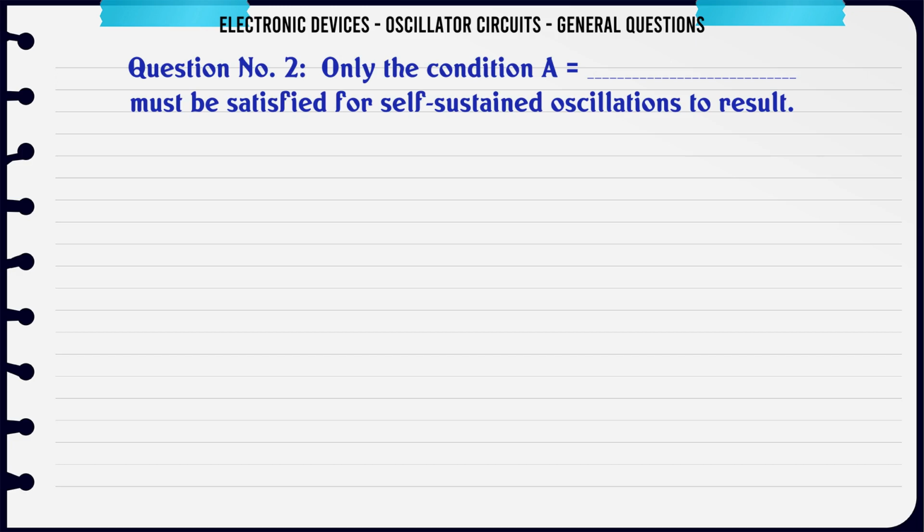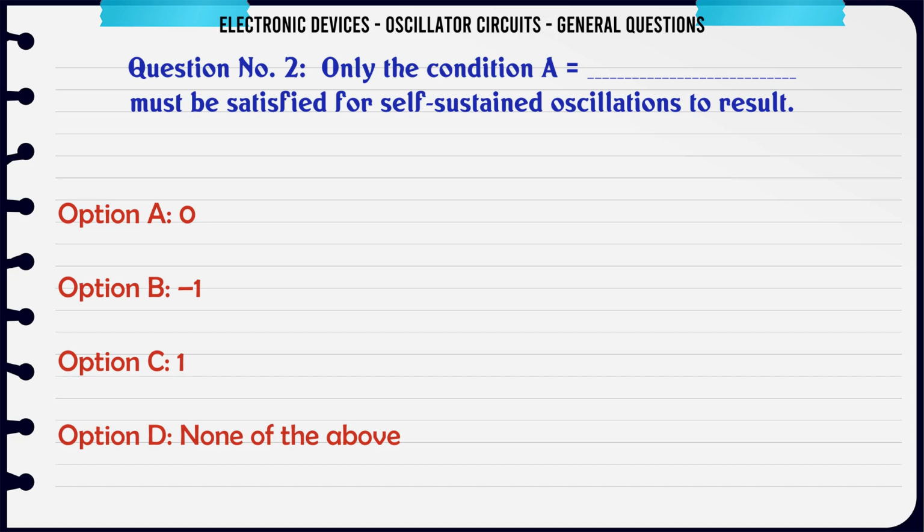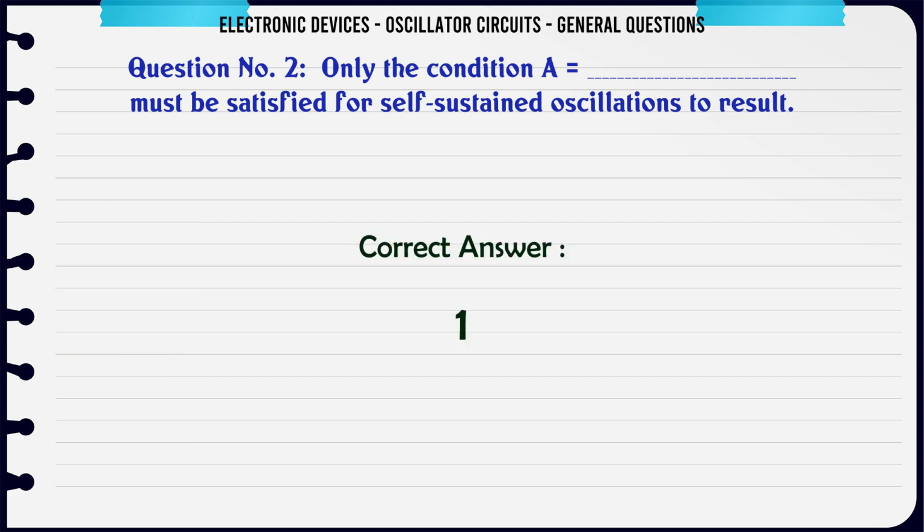Only the condition A must be satisfied for self-sustained oscillations to result. A: 0. B: 1. C: 1. D: none of the above. The correct answer is 1.